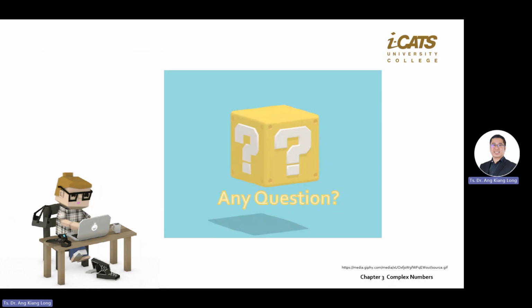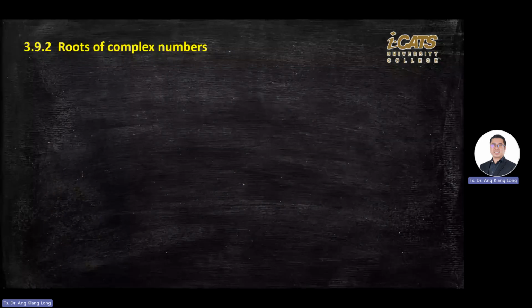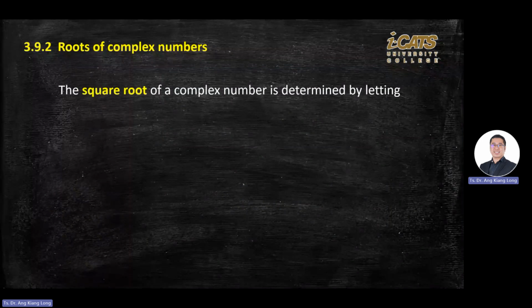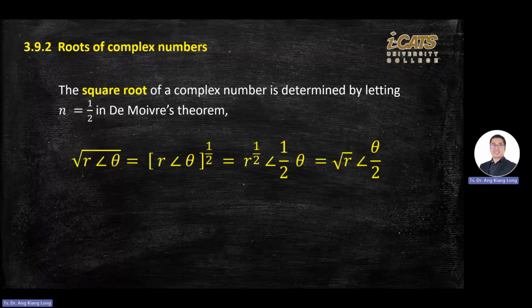Okay, with this, one more. I still have roots of a complex number. If we square root the polar number, the general equation is what you see on the screen. So you take a polar complex number and you square root it.